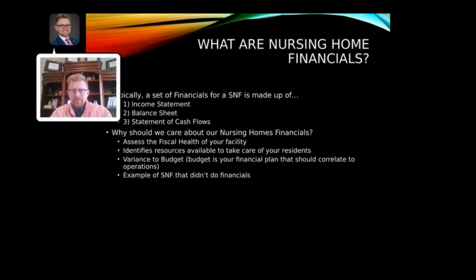The income statement and finding those variances, that budget should have budgeted labor hours, budgeted raw food expense, things that are resources that should go to taking care of patients. Finding those variances on the income statement can directly correlate to your operations and what you need to do on a day-to-day basis, and we'll get into that.